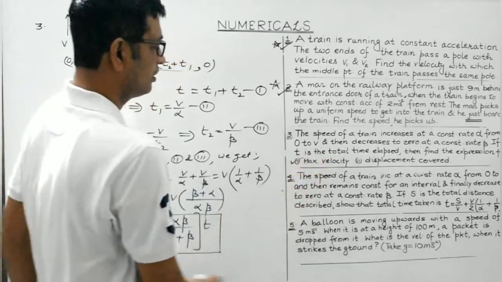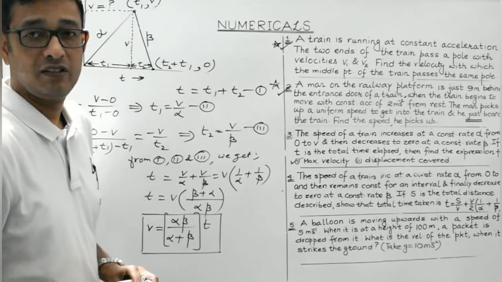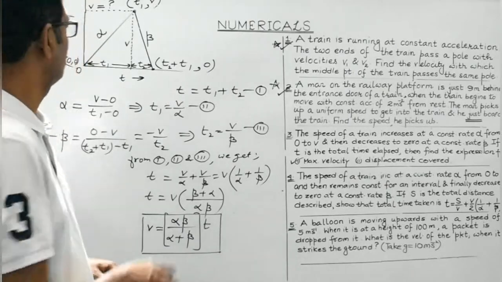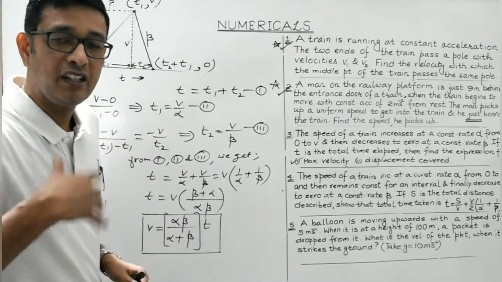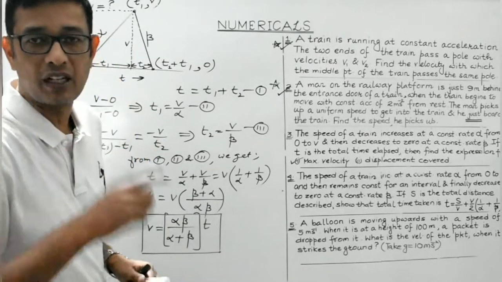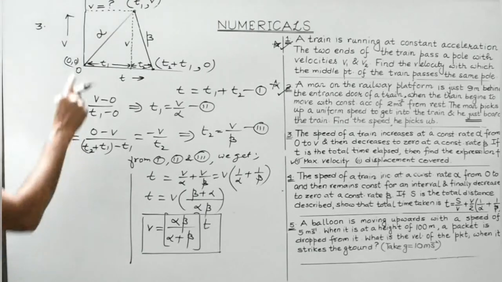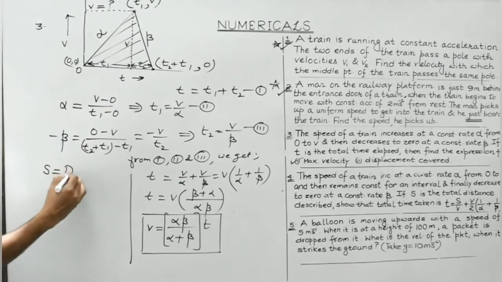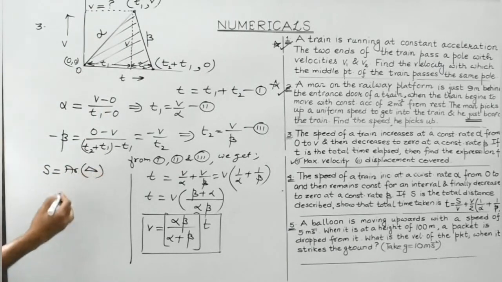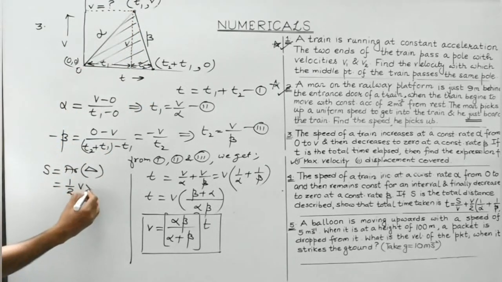So this is done. Second one, displacement covered. Students, look, this has been repeated numerous times. The slope of the VT graph will give us acceleration. The area under the VT graph will give us the displacement covered by the body. So the displacement covered by the body during this time interval will be equal to the area of this portion, which is the area of this triangle. Now, area of a triangle is half base into altitude, that is half V into T.